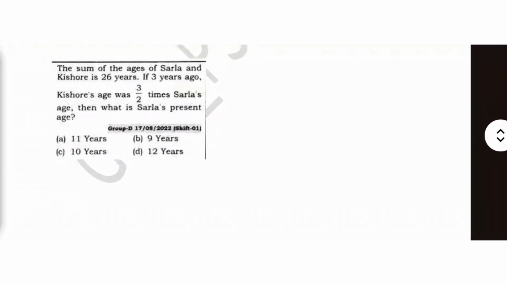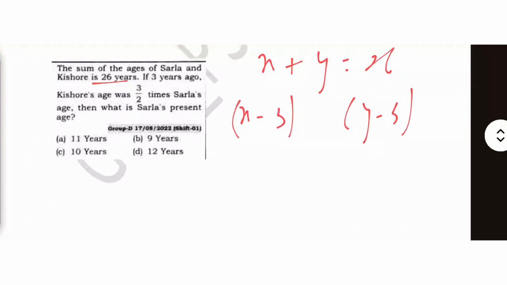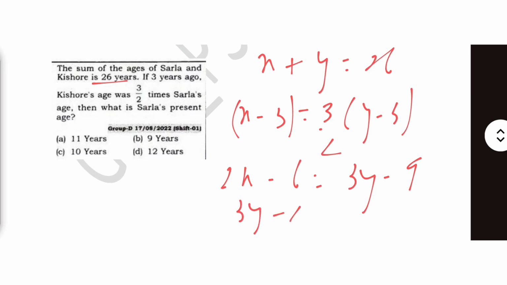So guys, we are given that the sum of the ages of Sarla and Kishore is 26 years. If 3 years ago Kishore was 3 by 2 times Sarla's age, then what is Sarla's present age? Sum of the ages is given as 26. 3 years ago, okay, x minus 3 and y minus 3. If 3 years ago Kishore was 3 by 2 times Sarla's age, okay, so 2x minus 6 is 3y minus 9. Okay, 3y minus 2x is nothing but 3.